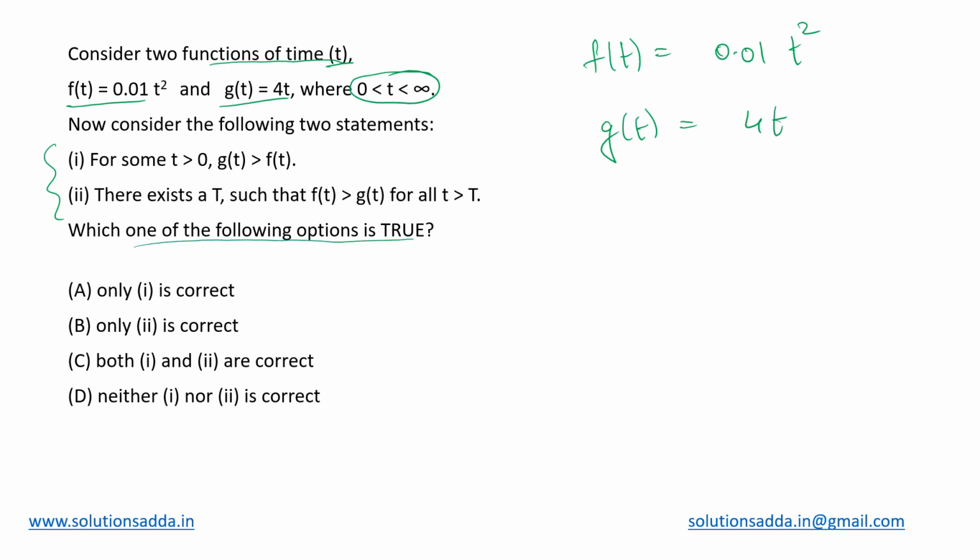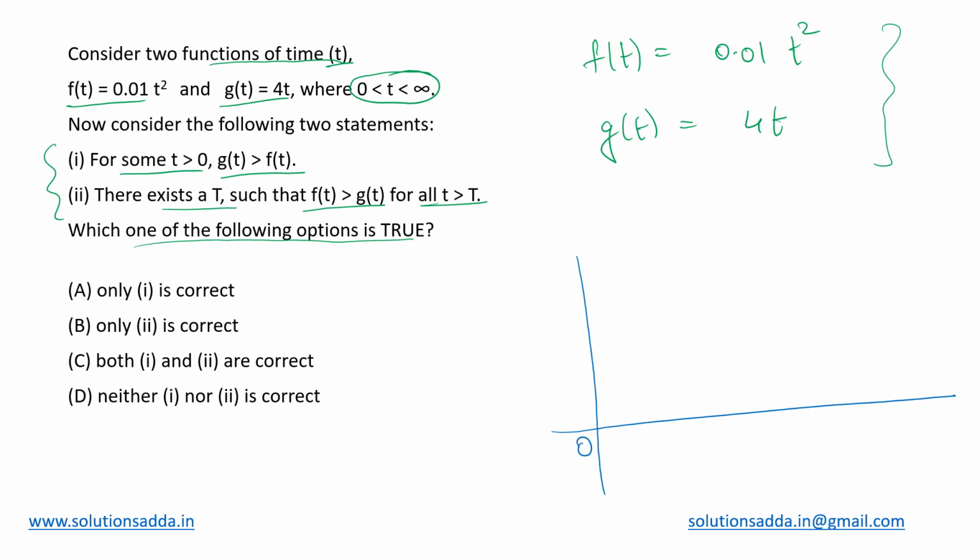So we'll first determine which of statements 1 and 2 is true or false. The first one says that for some t greater than 0, g of t is greater than f of t. And the second one says that there exists a time t such that f of t is greater than g of t for all the values of time after that. Instead of substituting some values and then checking, it would be better if we simply convert these into graphs. These are simple functions, so we can easily create their graphs.